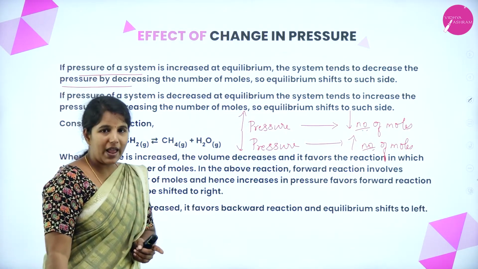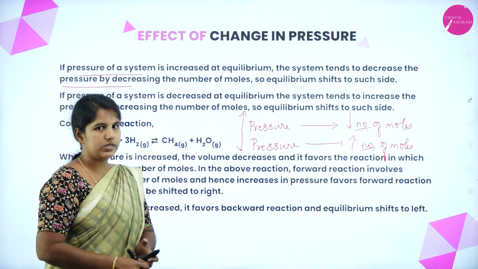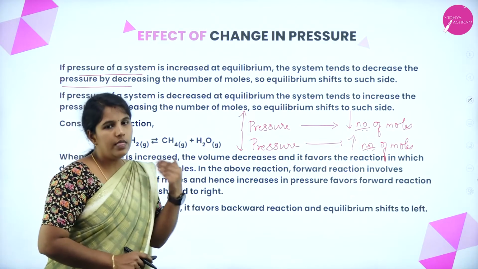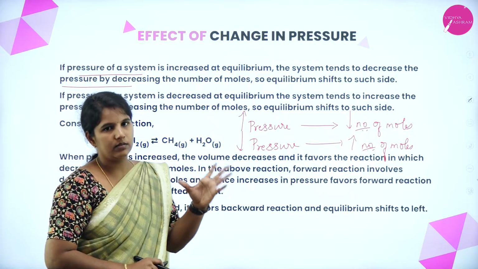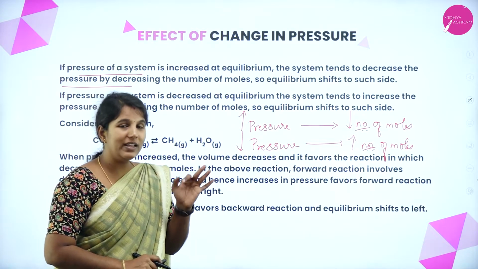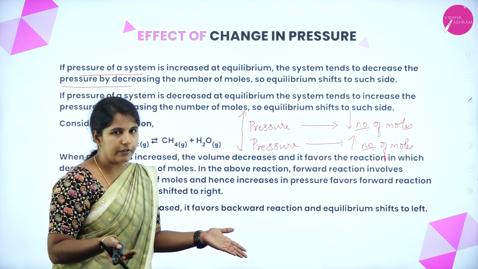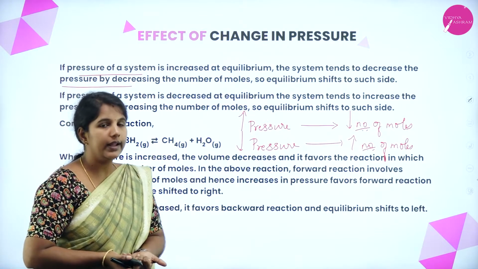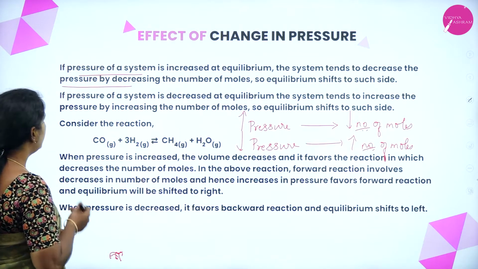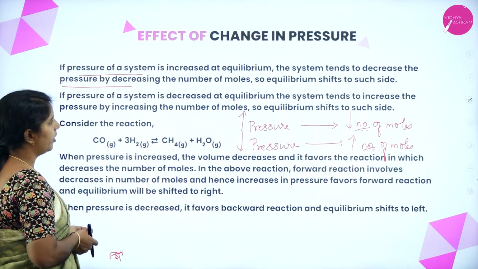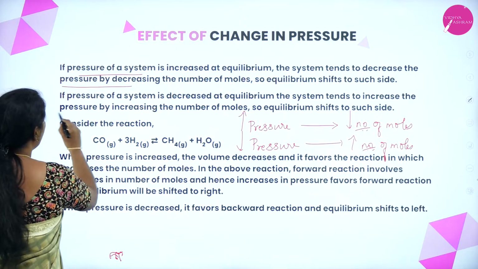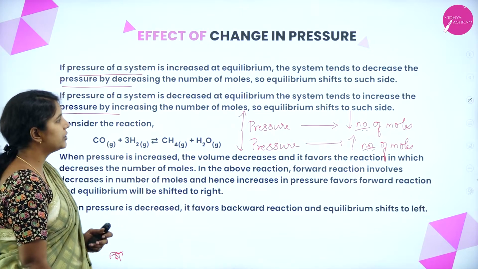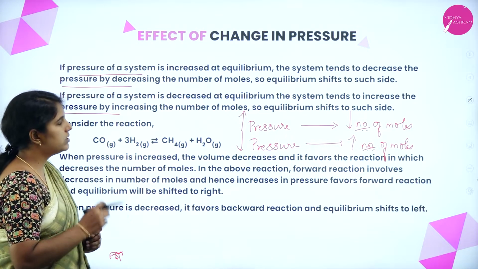So, when you are applying pressure at the equilibrium state to the system, suppose if you are increasing the pressure of that system, what will happen? The number of moles in that system will start decreasing. Suppose when you are decreasing the temperature of that system, again the equilibrium will be disturbed, so that an increased number of moles will be absorbed in that system. If the pressure of the system is decreased at equilibrium, the system tends to increase the pressure by increasing the number of moles, so that equilibrium will be shifted towards that side.